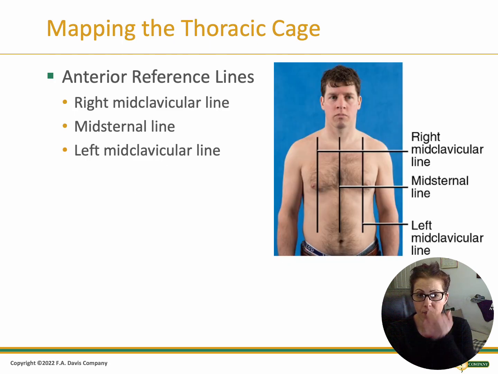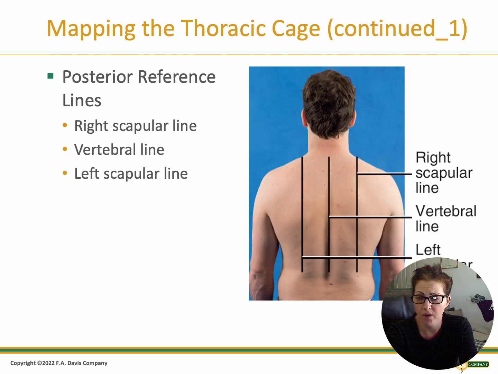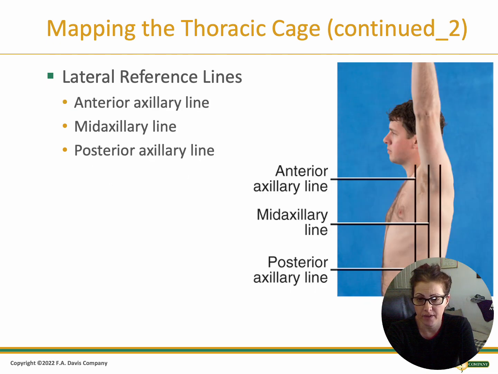When mapping out the thoracic cage, know your reference lines, right? Your midclavicular, your midsternal. You've also got your posterior reference lines, your scapular, your vertebral, and then your axillary lines: your axillary, your mid-axillary, anterior and posterior axillary.